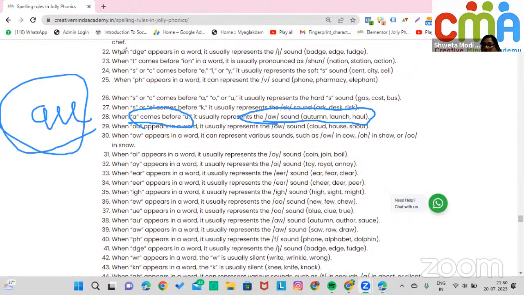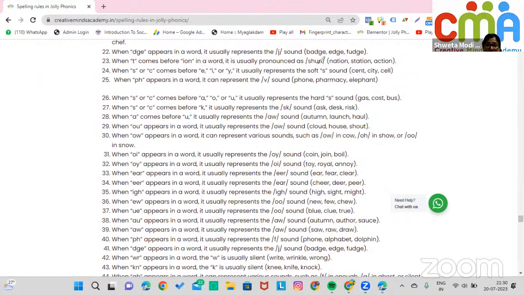So it is one of the basic 42 sounds, but assuming that the children who have not done Jolly Phonics are in, suppose, grade 5 or grade 6, and they get confused, then you can say that AU is a vowel team which gives you O sound.